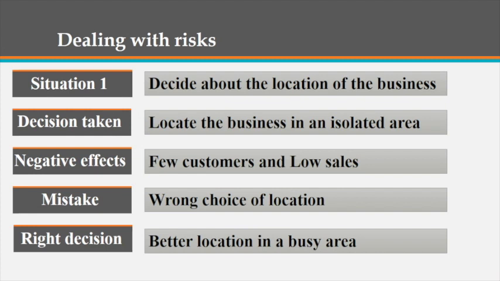Let us have a look at different situations involving risk. Situation 1. Decide about the location of the business. Decision taken. Locate the business in an isolated area. Negative effects. Few customers and low sales. Mistake. Wrong choice of location. And the right decision is to better choose a location in a busy area.